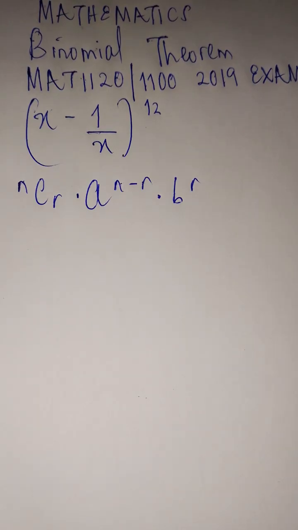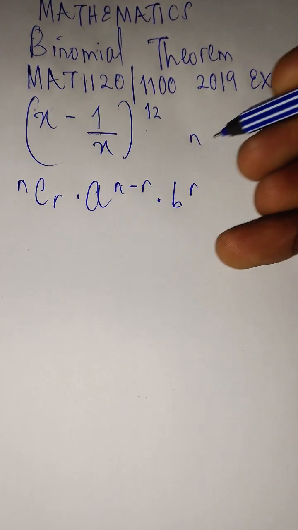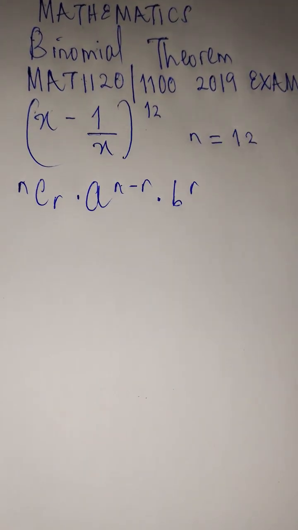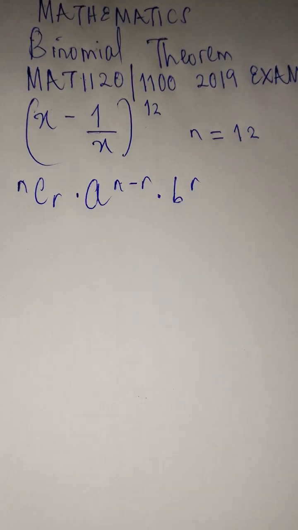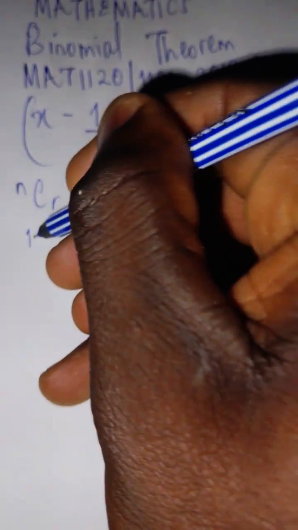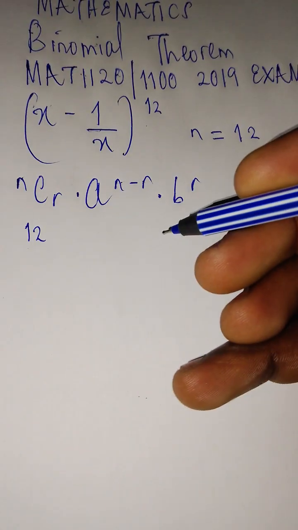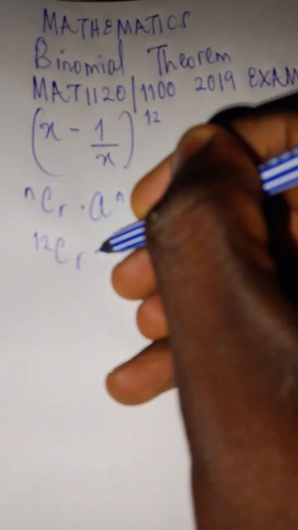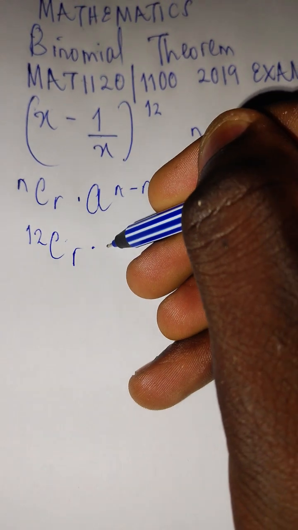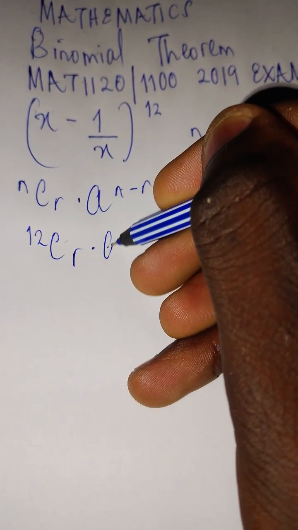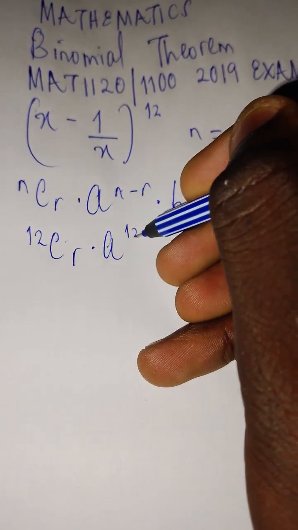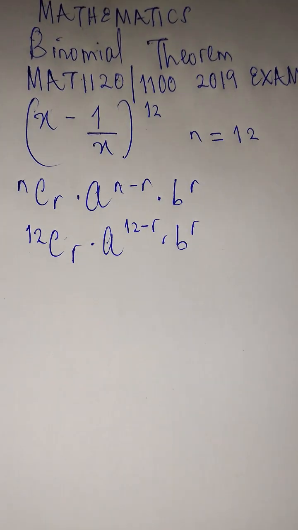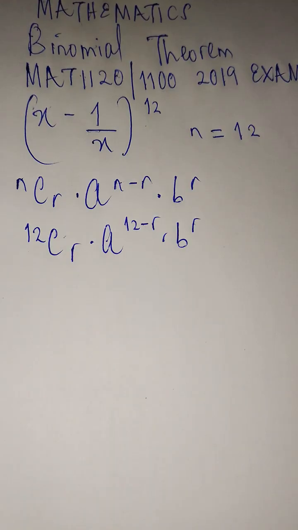Okay, so in our case, n is the power, the index, so that is 12. So I'm going to substitute 12 in this expression. I'm going to say 12 combination r dot a^(12 minus r) dot b raised to the power r.